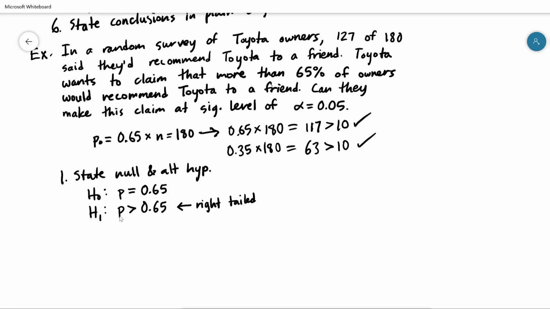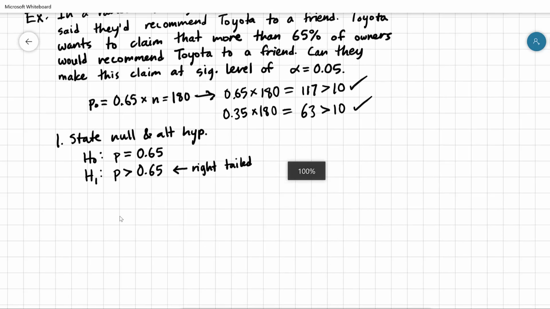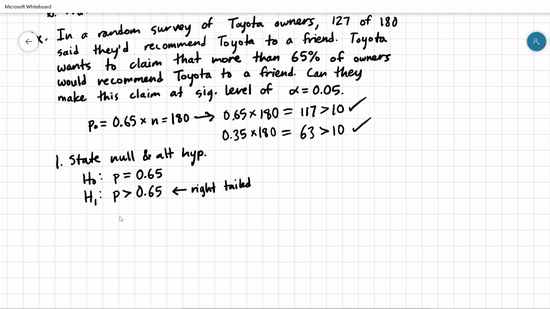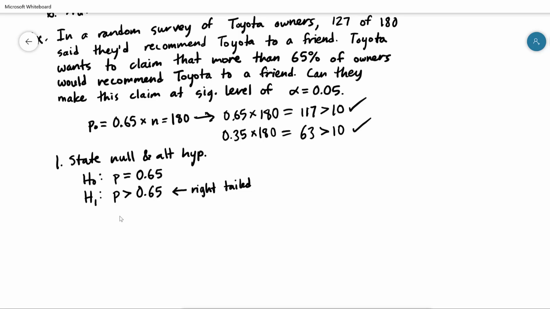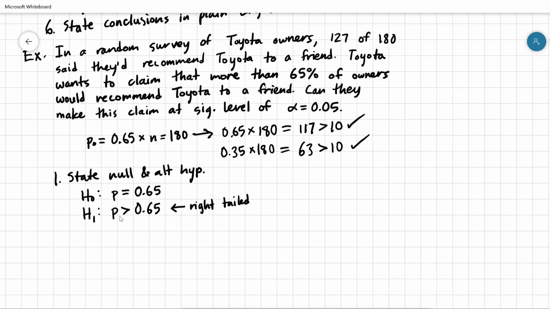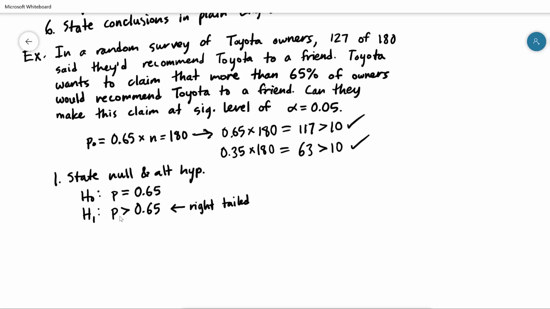Okay, so in just a minute we are going to find the value of p hat. We'll need it when we actually go through step 3 and compute the test statistic. But before we jump into this, I want to think about what would even make sense. I want to think about this problem big picture. Toyota is trying to use the outcome of this survey to make the claim that more than 65% of owners would recommend Toyota to a friend.